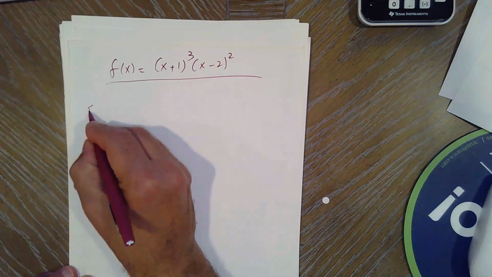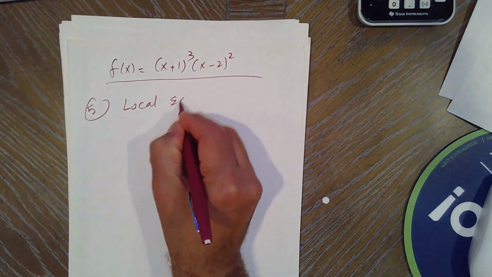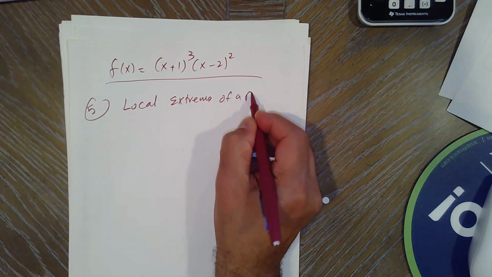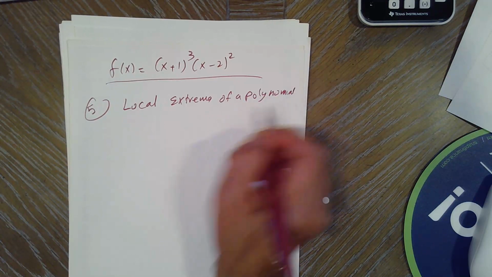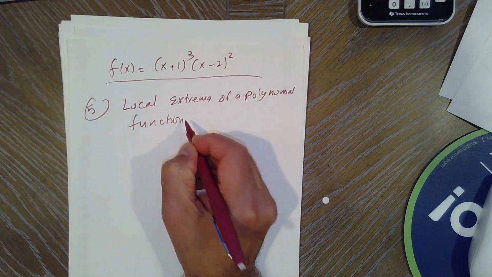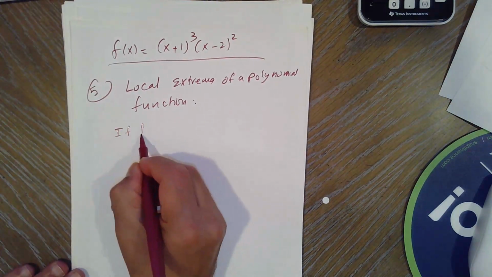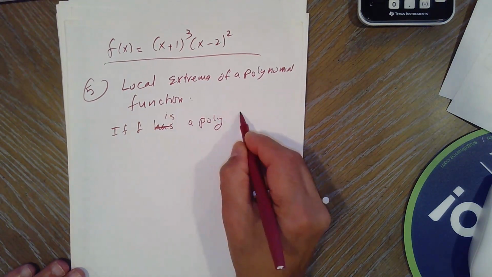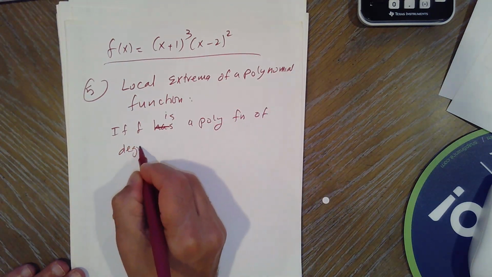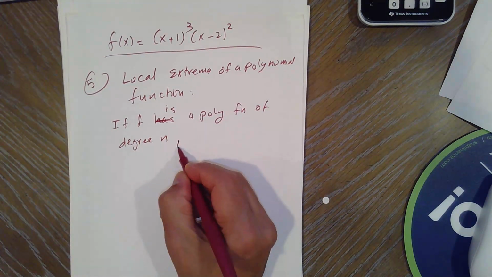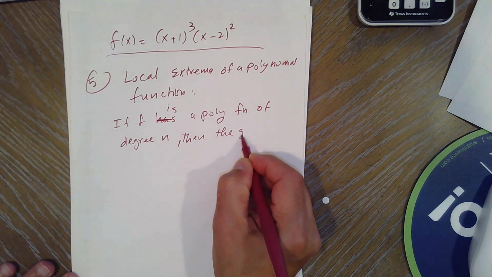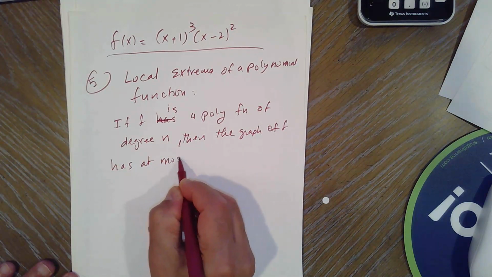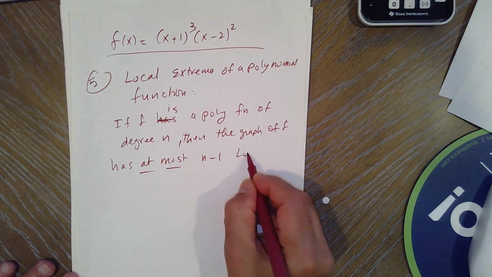So the next step, local extrema. Remember, when we say local extrema, we mean local maximum or local minimum of a polynomial function. If f is a polynomial function of degree n, where n is a counting number, then the graph of f has at most n minus 1 local extrema.